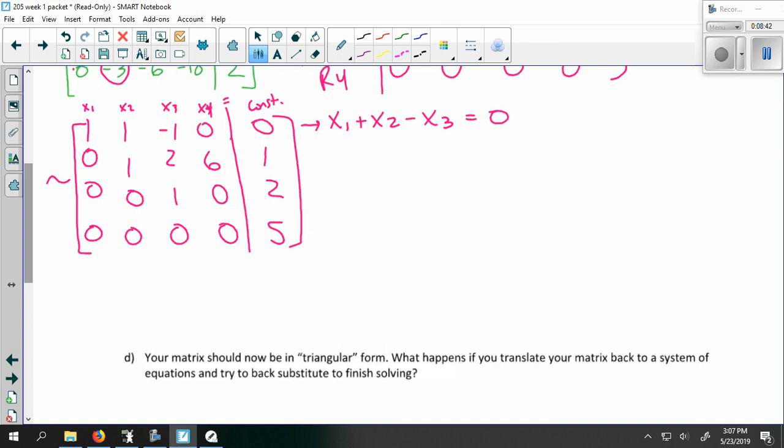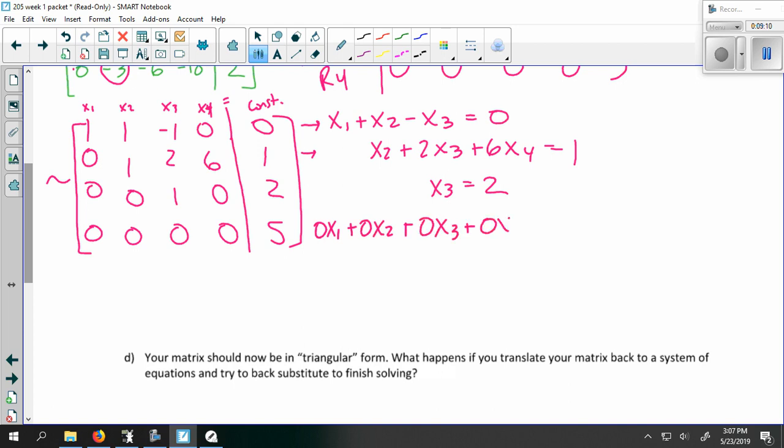My next row says 0x1, so just x2 plus 2x3 plus 6x4 equals 1. And my third row says x3 equals 2. And my last row says 0x1 plus 0x2 plus 0x3 plus 0x4 equals 5. And that is impossible because this says 0 equals 5.